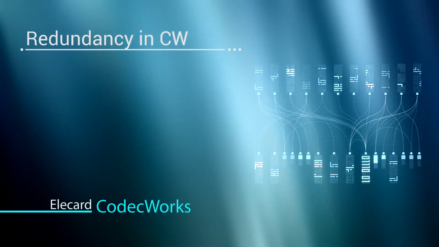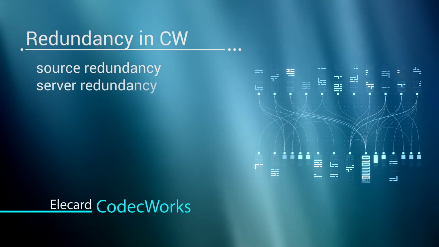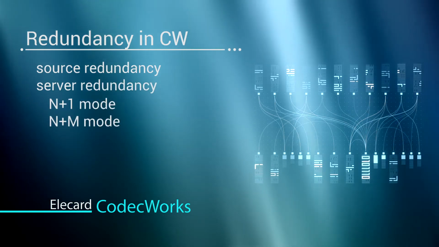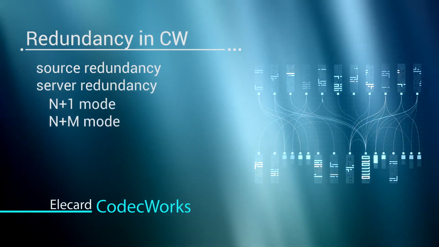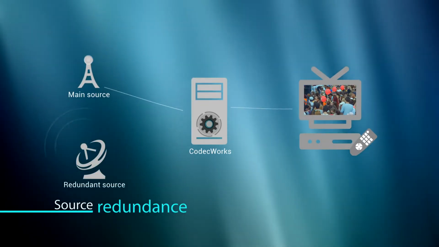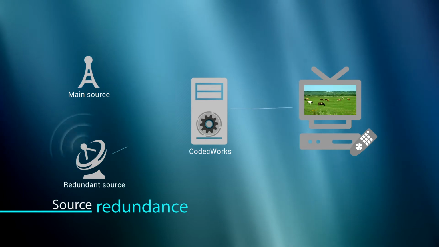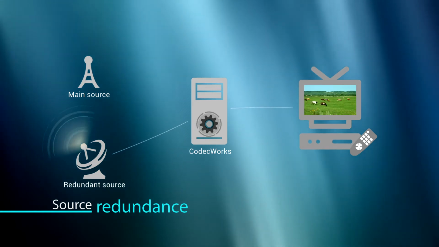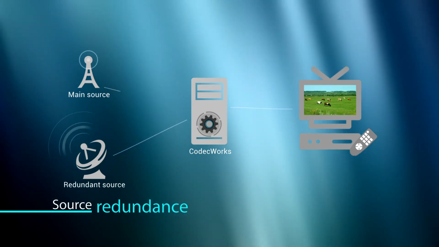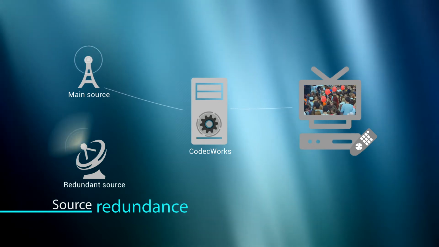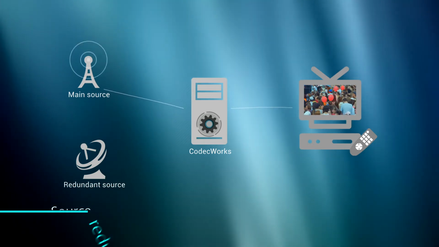To make the CodecWorks transcoding system reliable, we have included the possibility of both the video source and the server redundancy in N+1 and N+M modes. Let us take a look at the source redundancy first. When the signal on the main source is lost, the schema automatically switches to the redundant source. The schema starts using the main source again as soon as the streaming is restored.